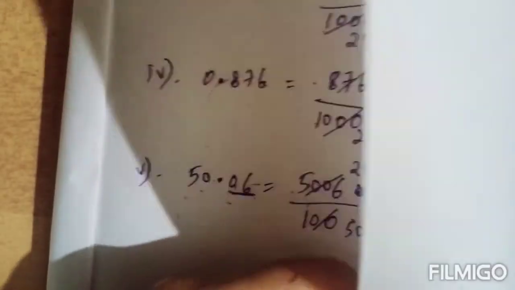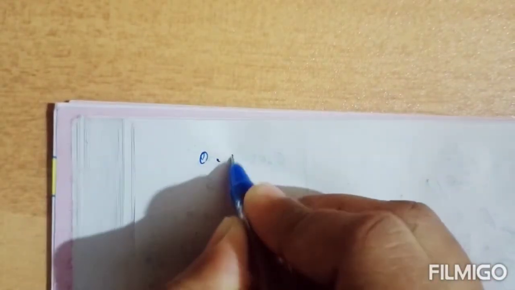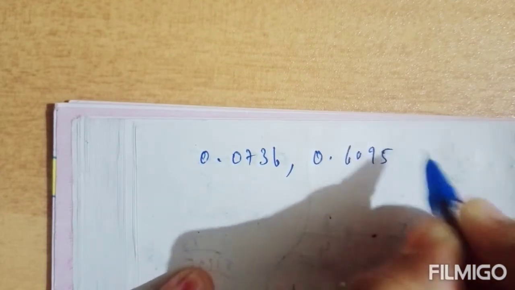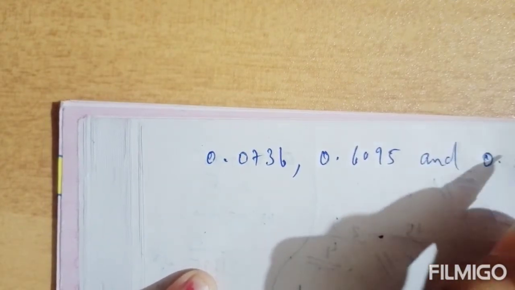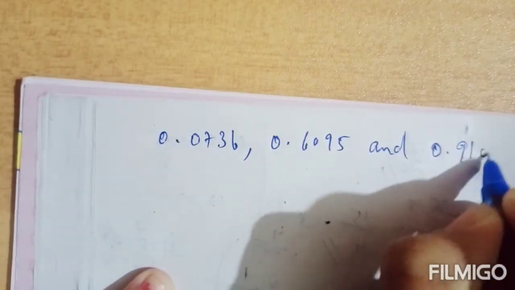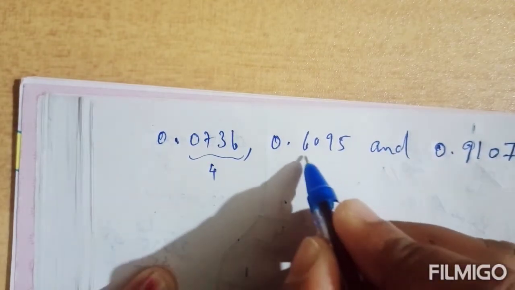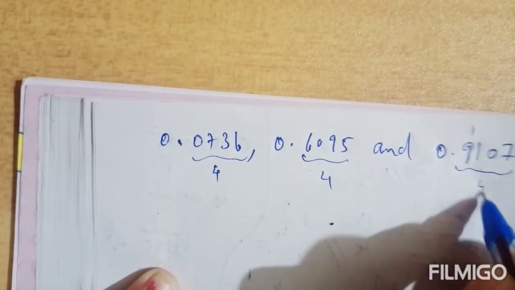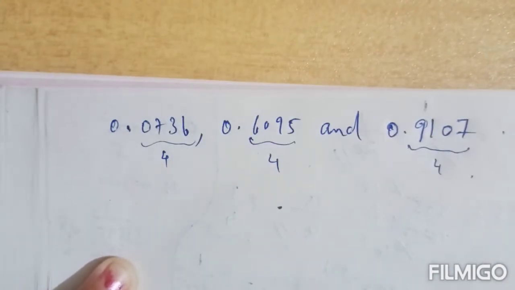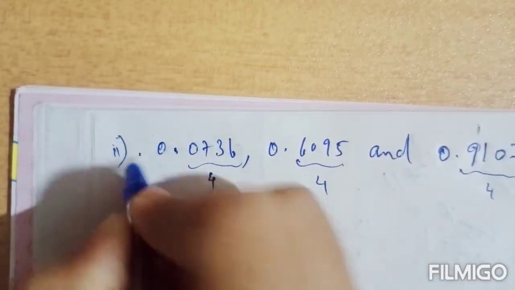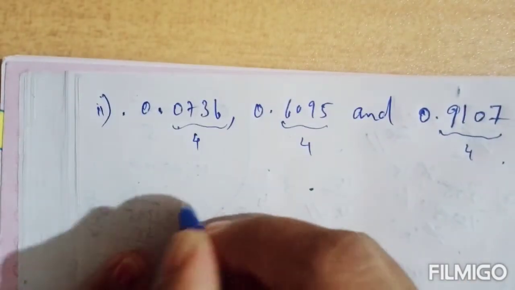Okay. Now in the second one, 0.0736, 0.6095 and 0.9107. So here after the decimal point 4 digits are coming. In this also 4. The third one also 4. 4 digits are coming after the decimal point. So they are like decimals. So no need to convert them. You can write as it is.